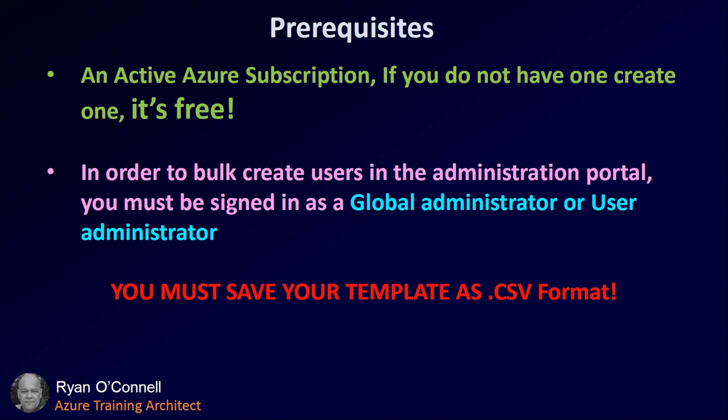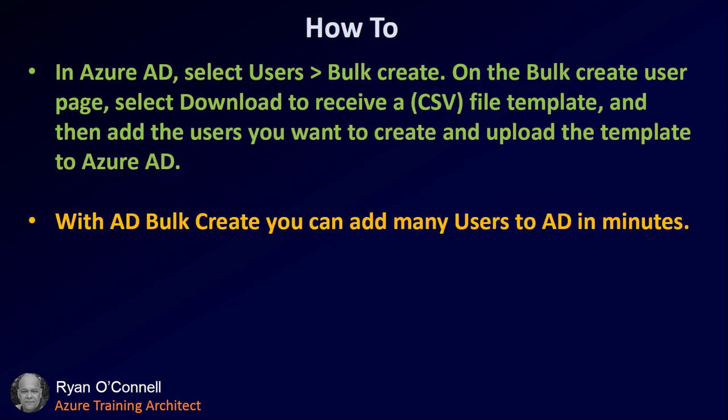In order to get going, you need to have an Azure subscription. If you don't have one, create one. It's free. In order to bulk create users in the administration portal, you must be signed in as a global administrator or a user administrator. You must save your template as a CSV file or in the CSV format, or it won't work.